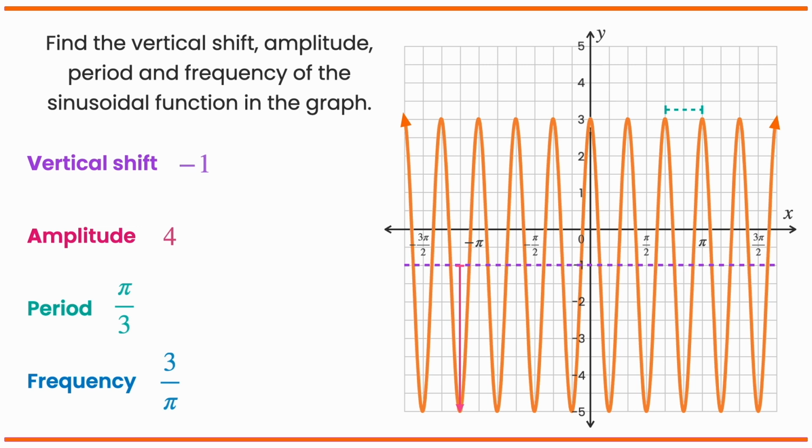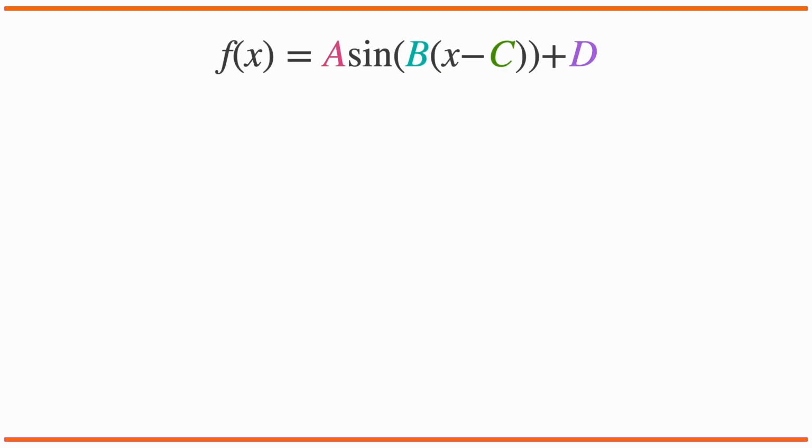Now that we've seen some sinusoidal graphs, let's learn how to identify these same features and more when given an equation. This is a standard equation for a sine function, and the same patterns will apply to cosine functions. To find our amplitude, we just take the absolute value of a, the number multiplying our sine or cosine. To find our period, we start with 2 pi, the natural period of both sine and cosine, and divide by the absolute value of b.